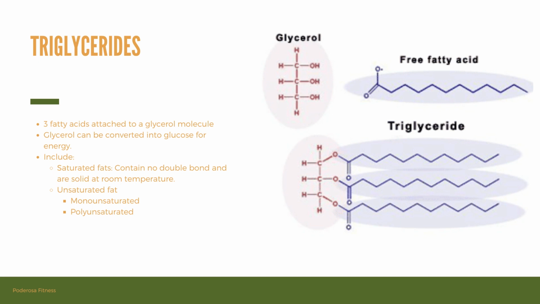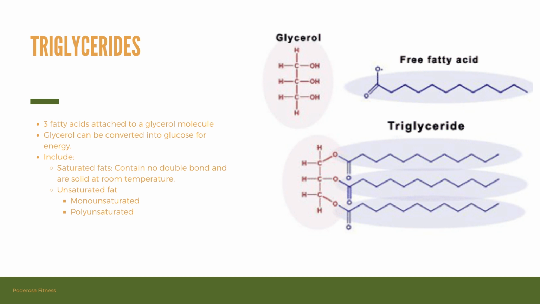Let's start by talking about triglycerides. Triglycerides are three fatty acids attached to a glycerol molecule. Glycerol can be converted into glucose for energy if needed, and they include saturated fatty acids, which contain no double bonds and are solid at room temperature. So some examples can be coconut oil, butter, meats like beef and turkey, chicken, etc.